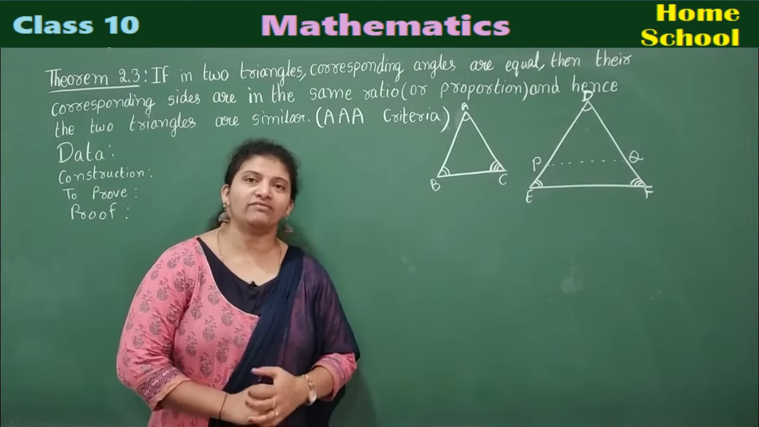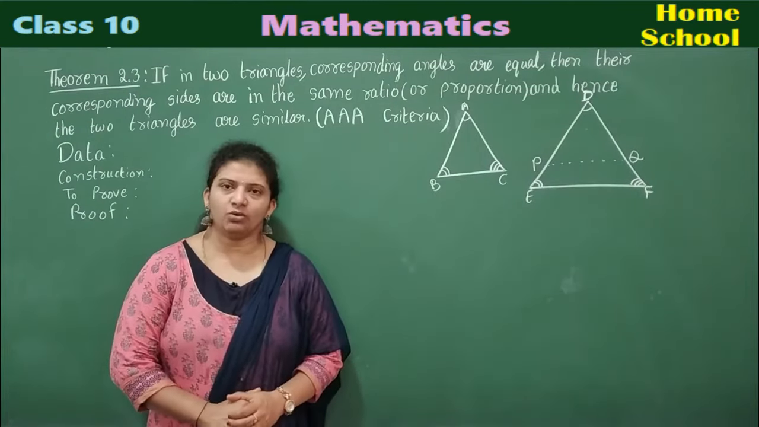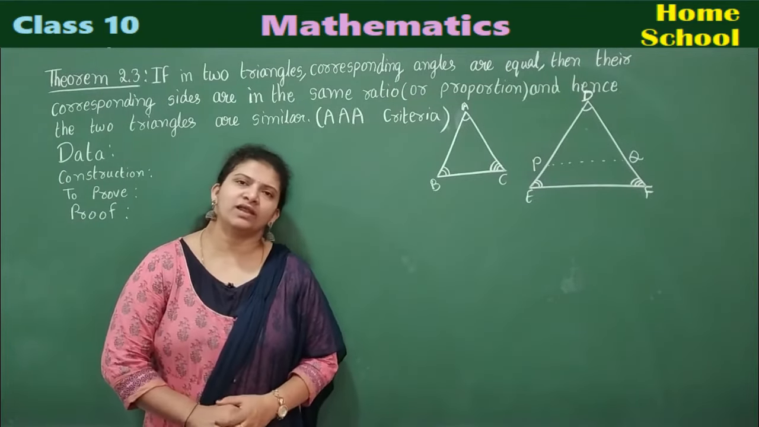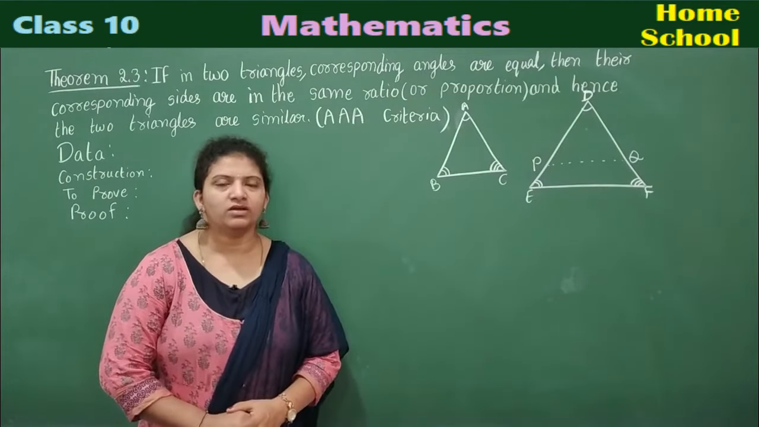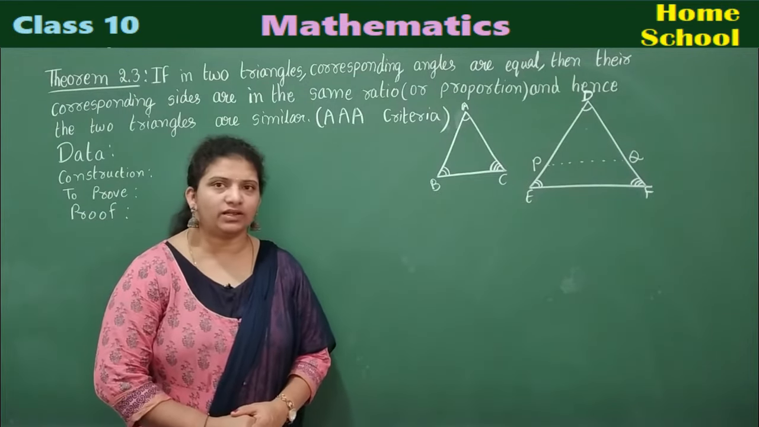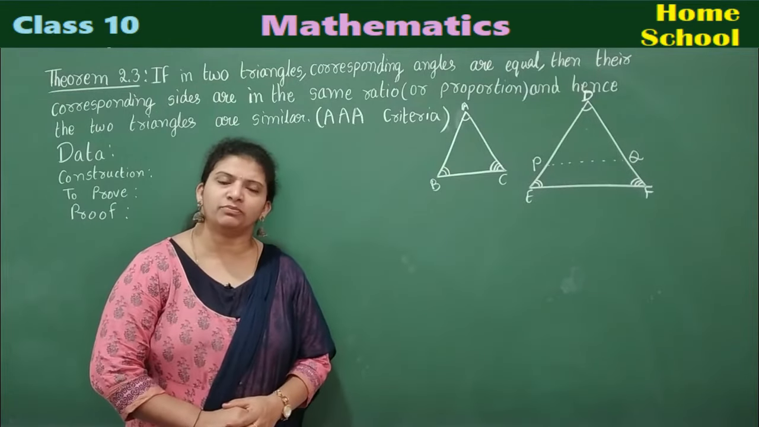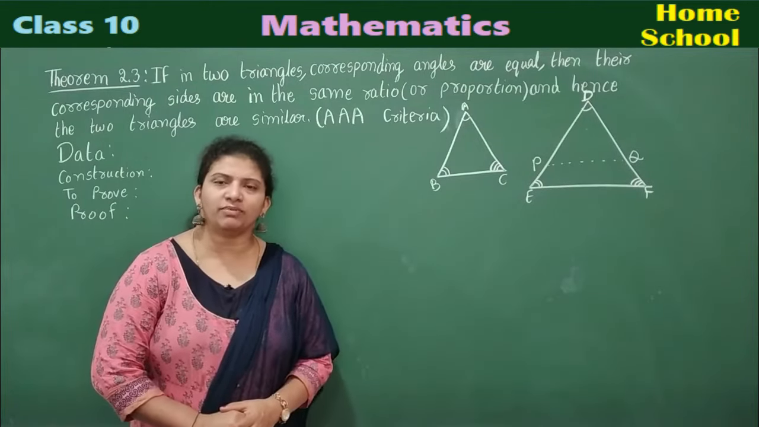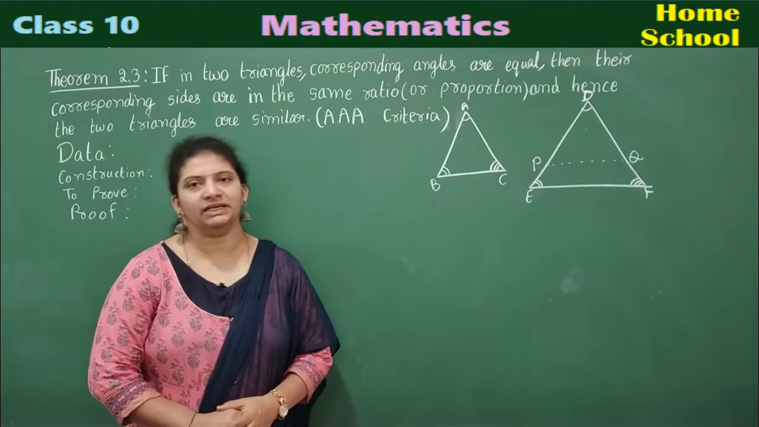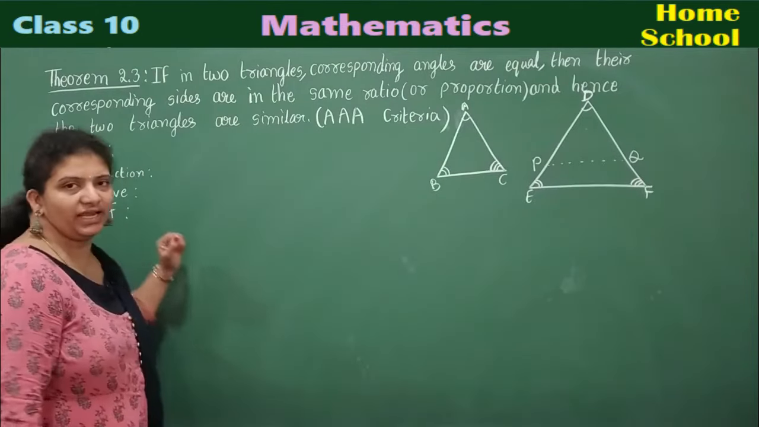So here you have to understand the statement carefully. Only the first line is given data and the rest of the lines you need to prove. What they have given is that corresponding angles are equal. What we need to prove is that corresponding sides are in proportion. If they are in proportion, we say that the two triangles are similar. Okay, let's start here. So we start with the data.